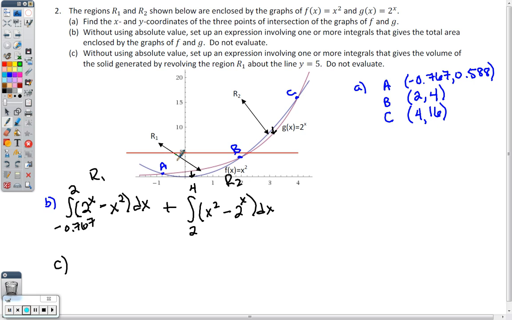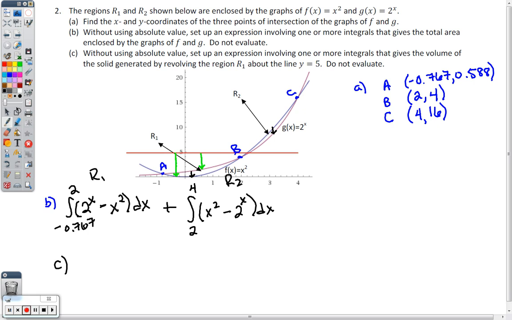This is a line parallel to the x-axis, and we're integrating in x, so we're going to use disks and washers. And then we need the outer radius, which is going to involve the blue function, minus the inner radius, which is going to involve the purple function.